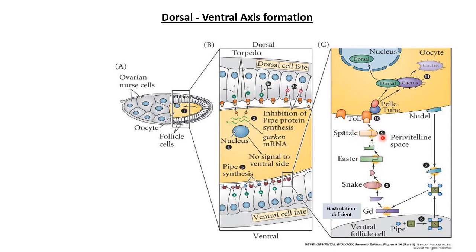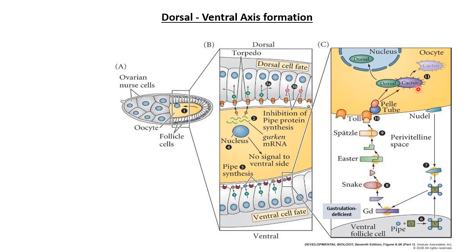Now this activated Spartzl will go and bind to the toll receptor expressed on this perivitelline membrane. This toll receptor is bound to two proteins on its cytoplasmic end, which are pelle and tube. These two proteins get activated and they phosphorylate cactus protein. What does this cactus protein do?